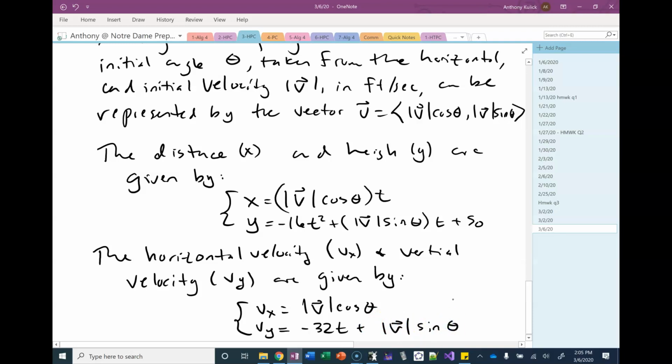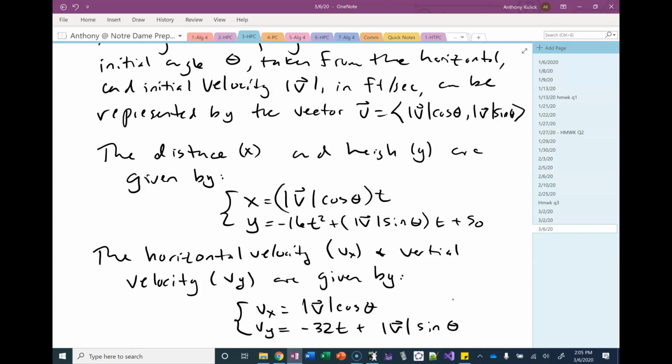Okay. An object in projectile motion with initial angle theta taken from the horizontal and initial velocity magnitude of v in feet per second can be represented by the vector v equals the magnitude of v times cosine theta, comma, the magnitude of v times sine theta. The distance and height in feet are given by the parametric function x equals the magnitude of v times cosine theta times t, and y equals negative 16t squared plus the magnitude of v times sine theta times t plus s naught.